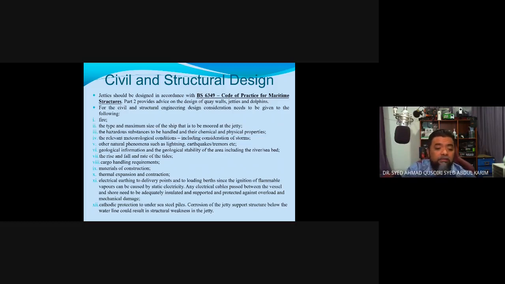Electrical earthing to delivery points, to loading berth. Okay, earthing, because we do not want to cause any sparks when hazardous material are being handled.